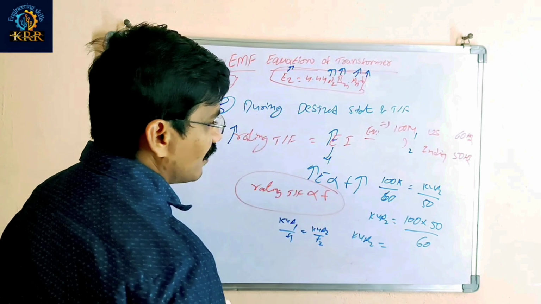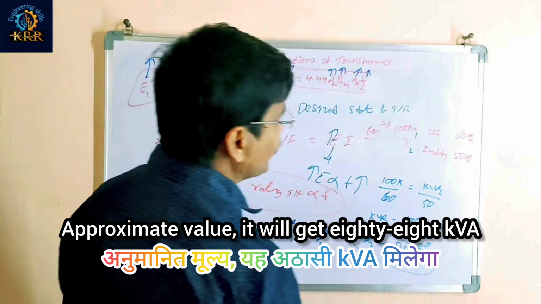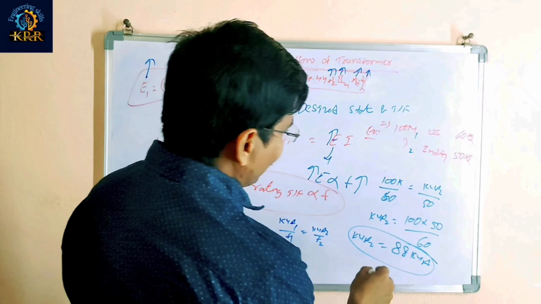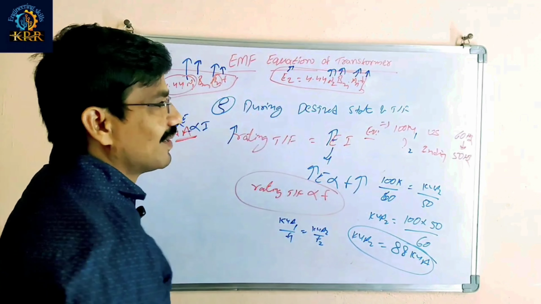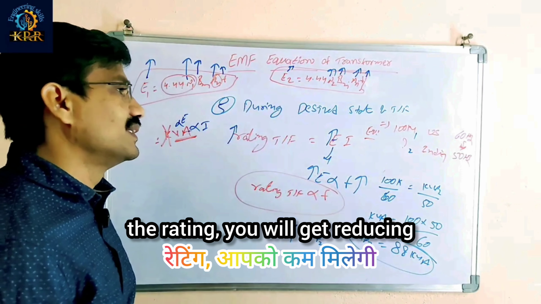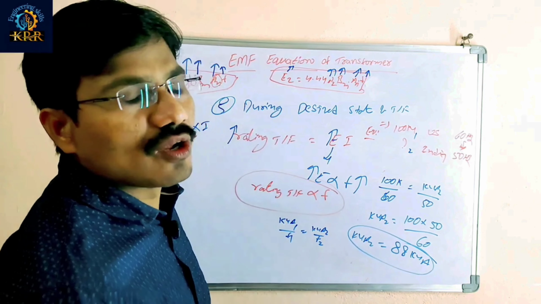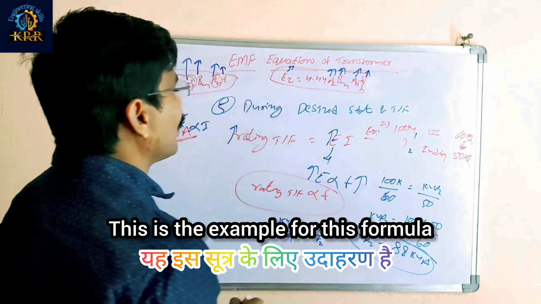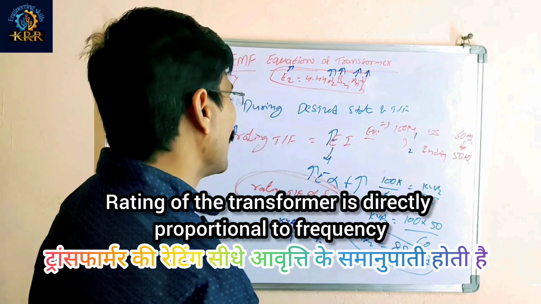kVA 2 is approximately 88 kVA. Approximate value, it will get 88 kVA. What is this example saying? In the designed stage, if the frequency is reducing, the rating you will get is reducing. If the frequency is increasing, the rating you will get is increasing. This is in the designed stage, not the operational stage. This is the example for this formula. This formula is very, very important. Rating of the transformer is directly proportional to frequency.